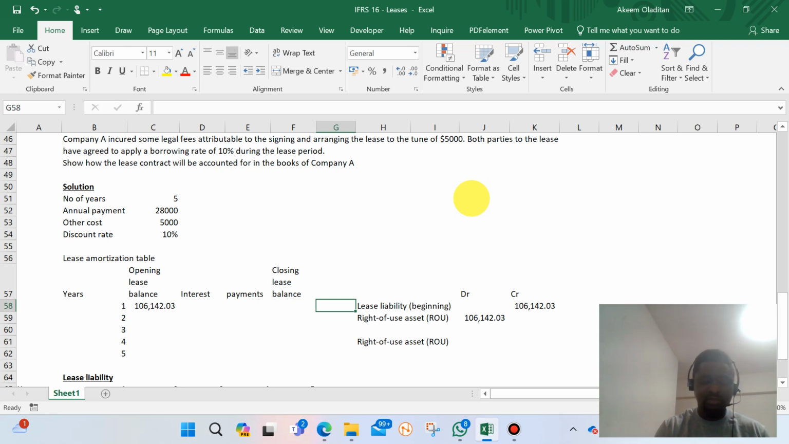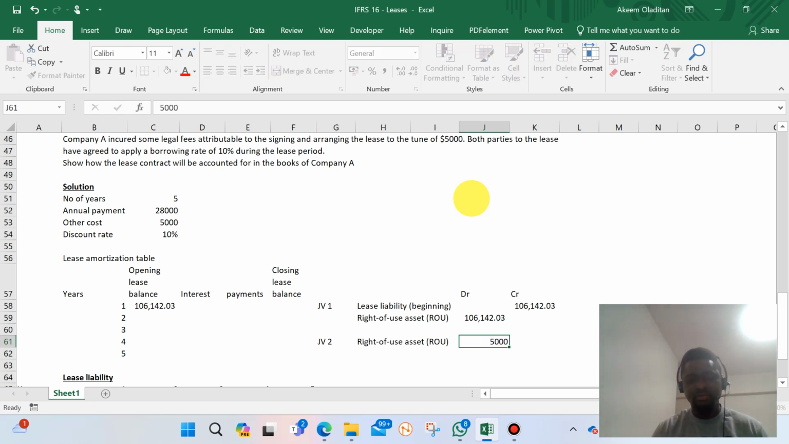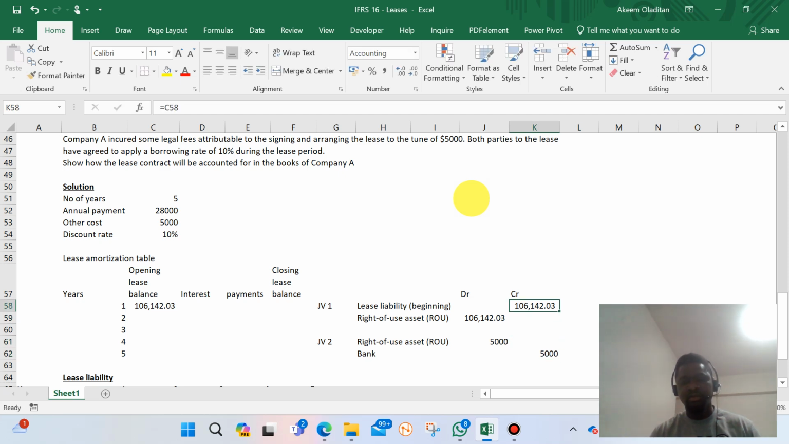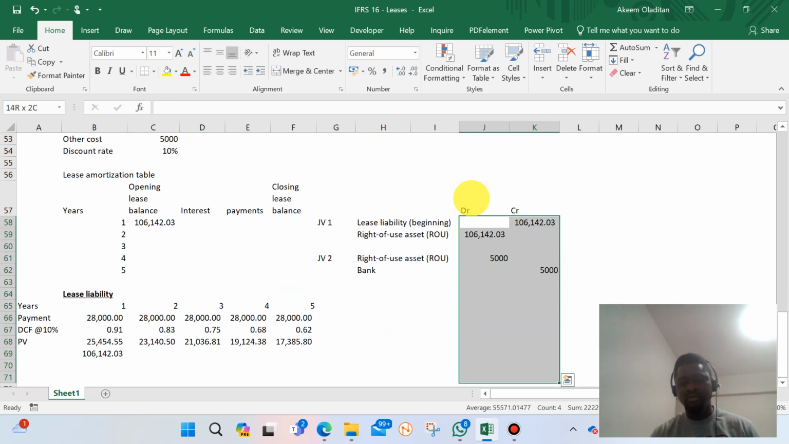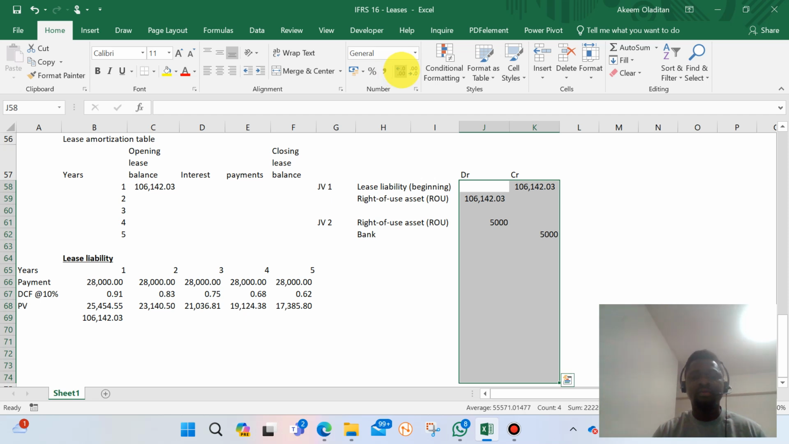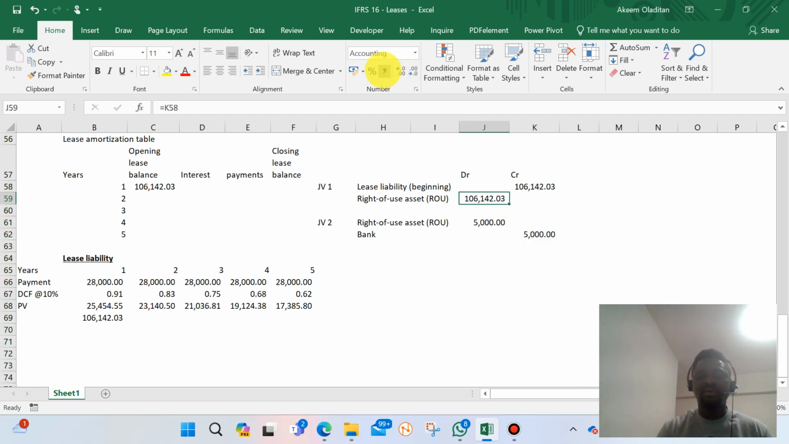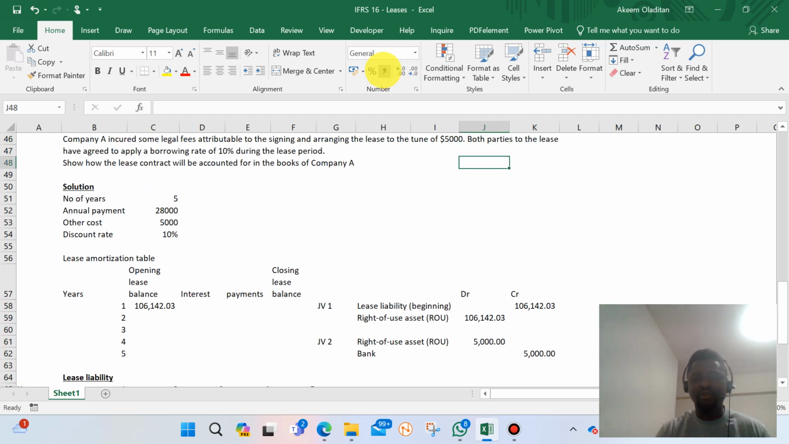This is JV1. This is JV2. So right of use assets, that 5,000, and we'll credit bank because that amount was paid already. Okay, so we have completed the first part.